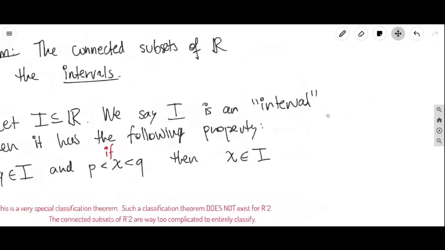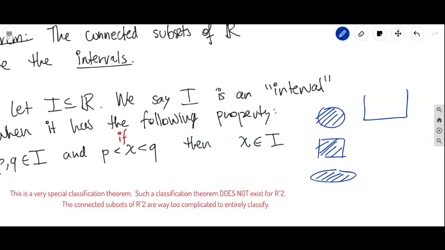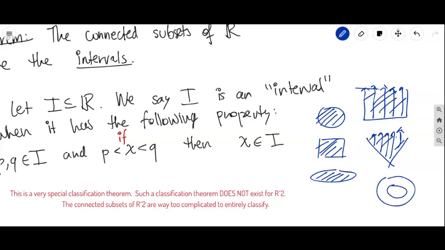So just to show you what I mean, if you're drawing pictures in two dimensions, a disk would be connected, a square would be connected, an ellipse would be connected, and then you can have a half space. So this is like unbounded space, a half space would be connected. Then you can have something, let's say unbounded, going like this, would be connected like that. Then you can also have holes. You can have an annulus. So the annulus is the region in between two disks. Or you can have something that goes like this. You can have two holes, and that is still connected.